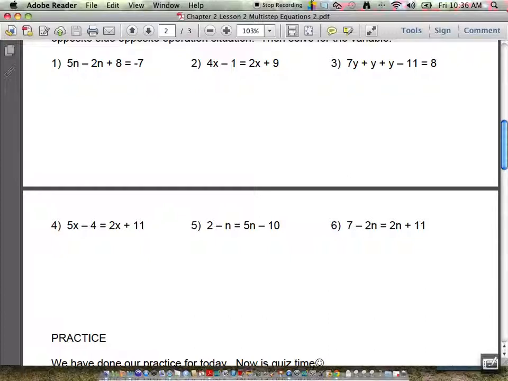Very good. Now, since these guys, the 5n and the negative 2n are on the same side, what is 5n's minus 2n's? 3n plus 8 is negative 7.